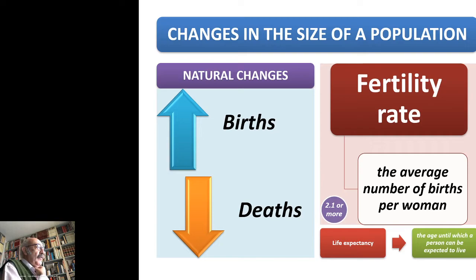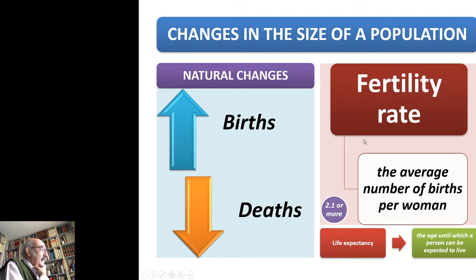And then we need to study the changes in populations. And we have two different types of changes. One of them are natural changes. Okay? Natural changes are about births and deaths. Okay? If you have more births than deaths, the population increases. If you have more deaths than births, the population decreases. Okay? Good.